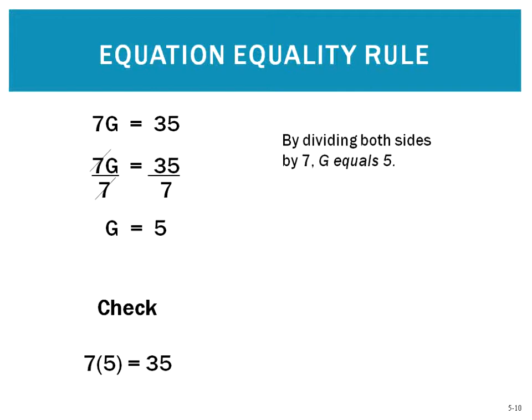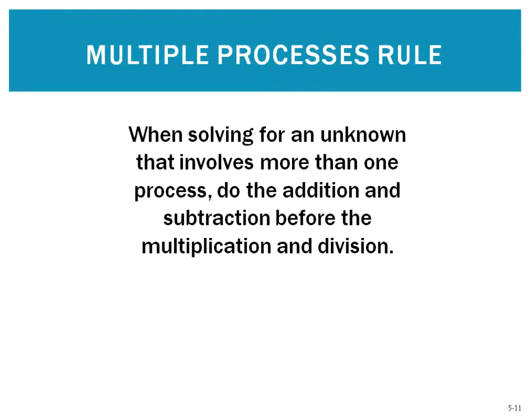Now let's check it. Okay? 7 times 5, parentheses means times, means multiplication. 7 times 5 is 35. Is 7 times 5 35? Yes. That means we got our equation right. We solved it correctly.